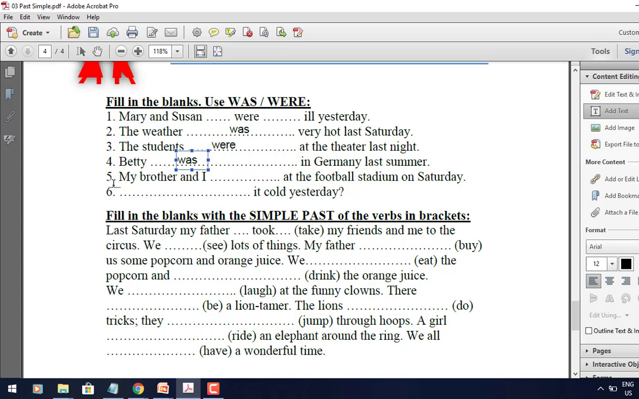Number 5, my brother and I. Here there are two, so they are plural, so we use the plural form of verb be. My brother and I were at the football stadium on Saturday. Number 6, it, cold yesterday. To ask about it, it is singular, so I use was for the singular. Was it cold yesterday?